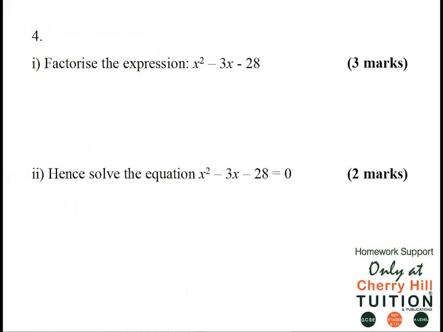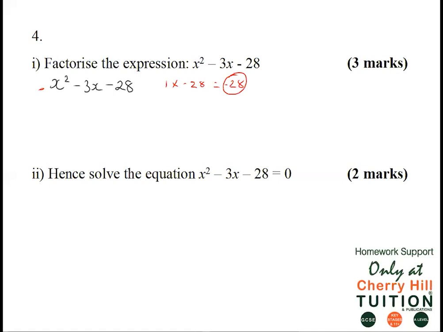Question 4. The first part, we need to factorize the expression x squared minus 3x minus 28. Okay. So the first thing to do is to multiply the coefficient of x squared, which is 1, by the last number. So 1 multiplied by minus 28 is minus 28.